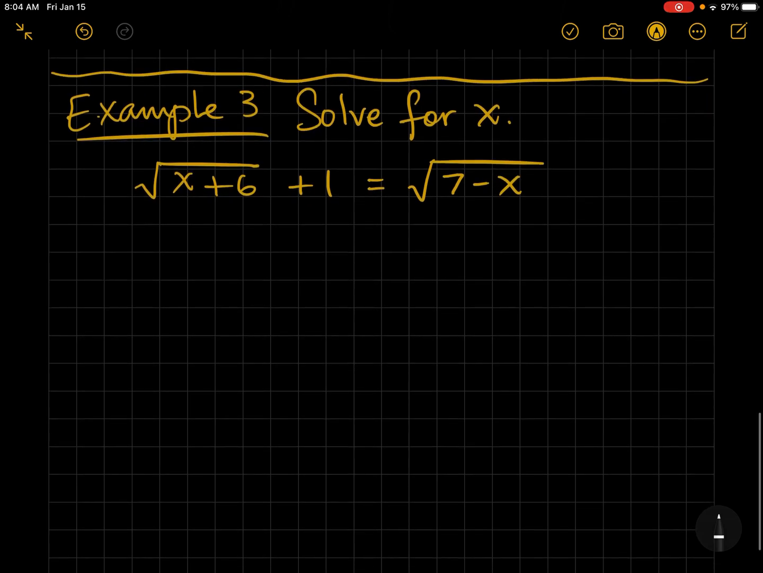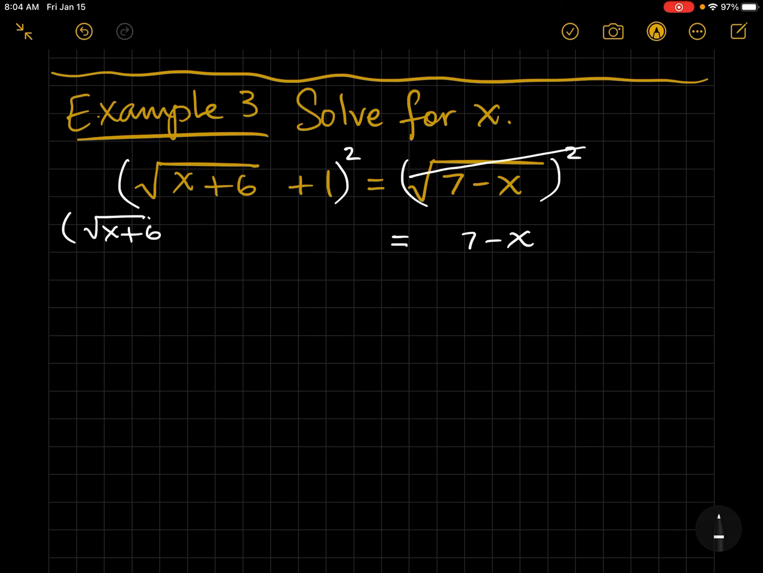Alrighty, at this point, we have a radical on both sides. We can't very well isolate both radicals at the same time, so you just isolate one of them. And the one on the right is already isolated, so I'm going to square both sides. Now you have to do this very carefully. The right side is easy, and we get 7 minus x. Over here, we're going to have to FOIL this. And like I said, you want to be very careful.